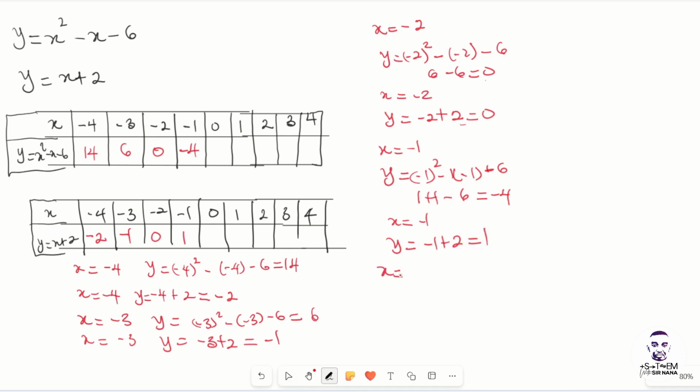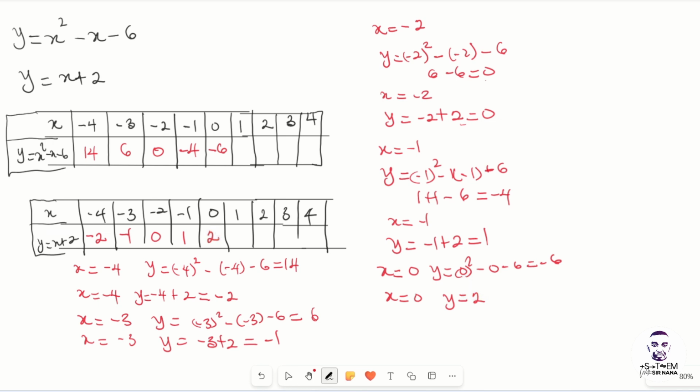Then if x is equal to 0, in that case, all the x values will go to 0. So we'll have y equal to 0 all squared minus 0 minus 6, and that will equal negative 6. So we have minus 6 here. Then if x is equal to 0, it means that y for the line will be equal to 0 plus 2. So this will be 2.